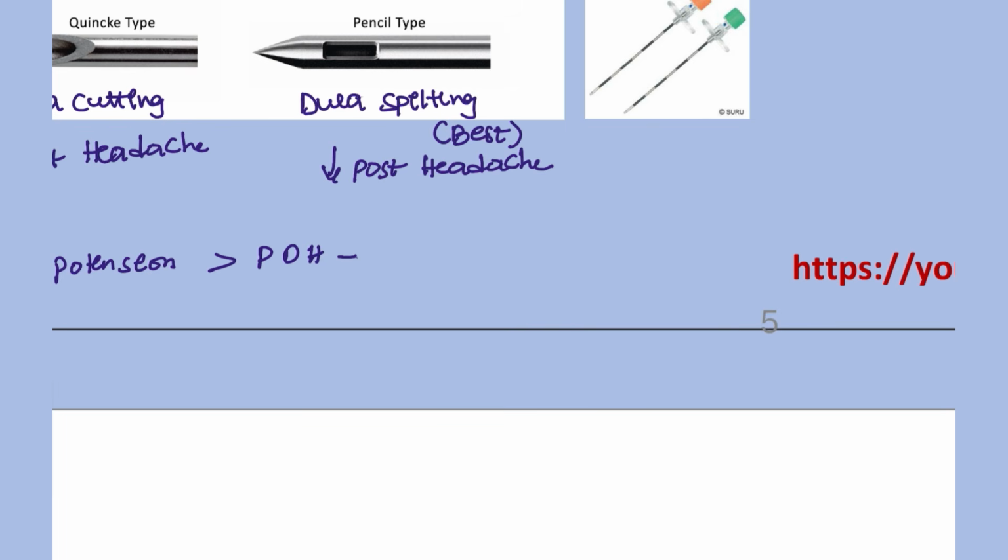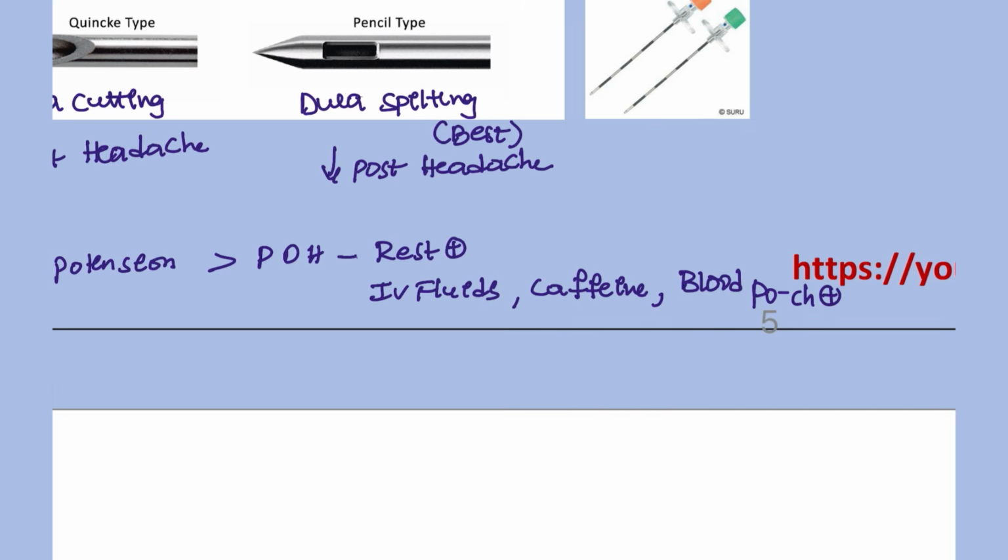If the patient is having this condition, we tell the patient to take rest. If it is still not controlled, then we can give the patient IV fluids. If it is still not controlled, then we can go for caffeine supplements or NSAIDs. If the patient still has no relief, then we can go for the blood patch. An epidural blood patch can also be given in severe cases.